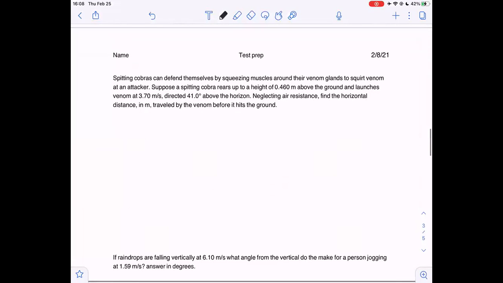So now we got a spitting cobra question. Anybody afraid of snakes? You don't like snakes either? Well, there's some weird people out there. I apologize if any of y'all on Zoom like snakes. I don't like them at all.